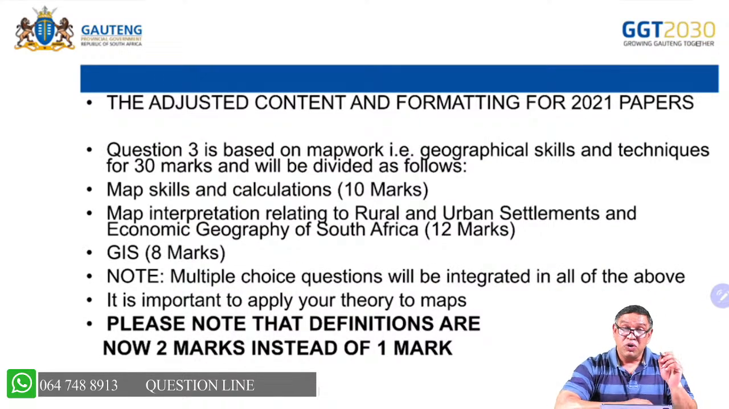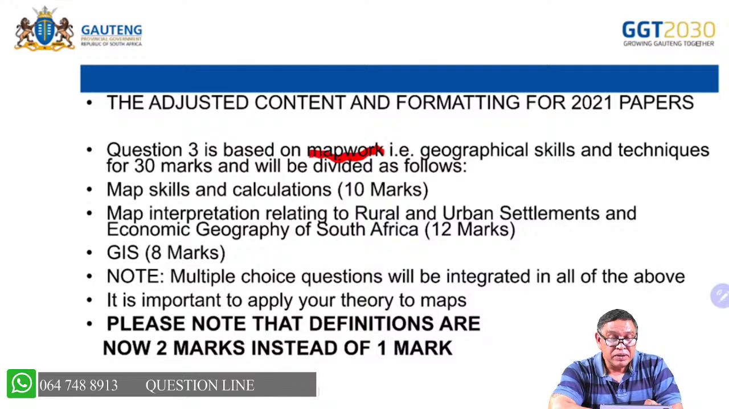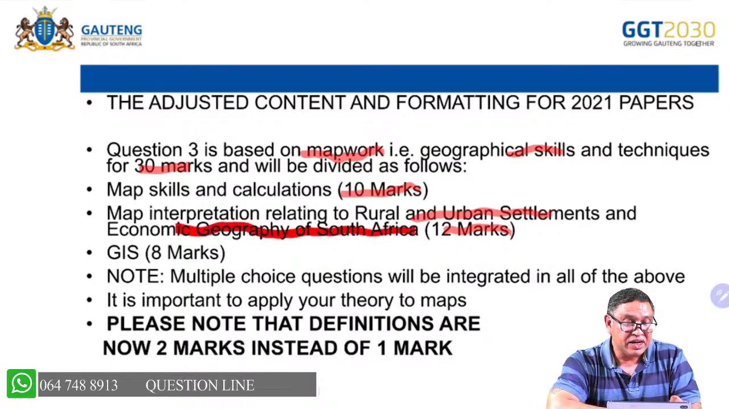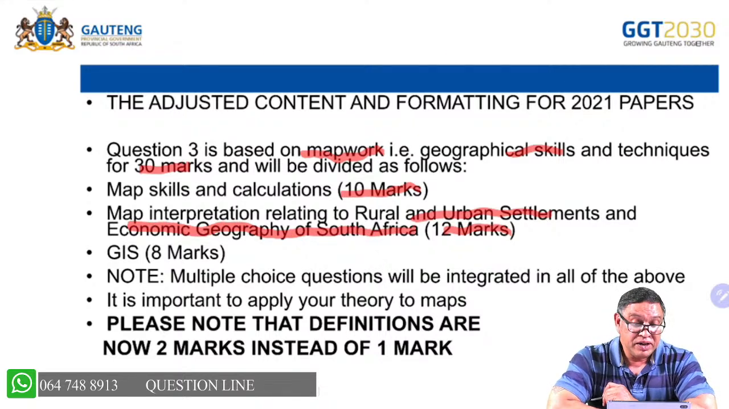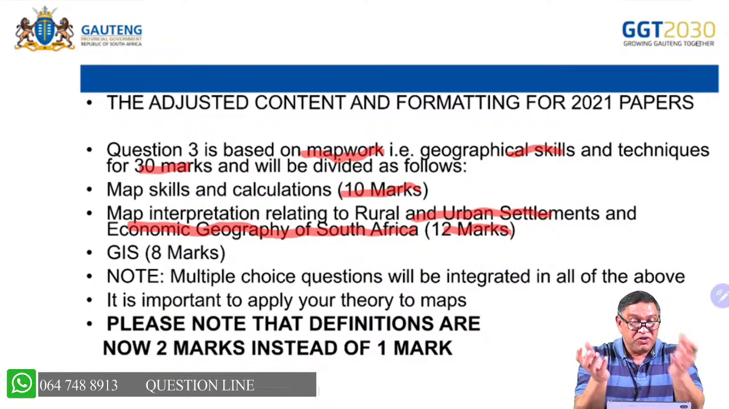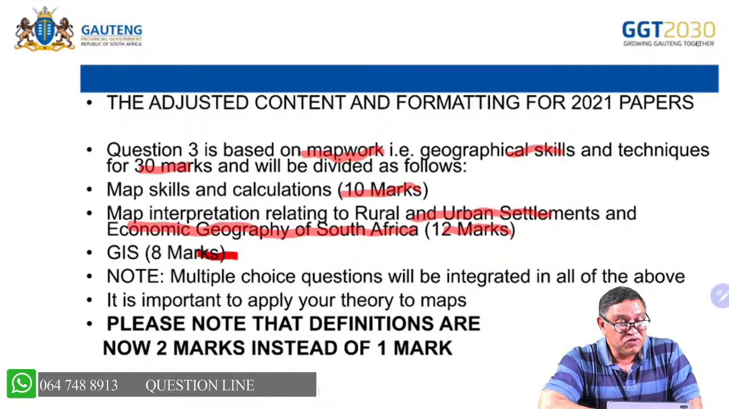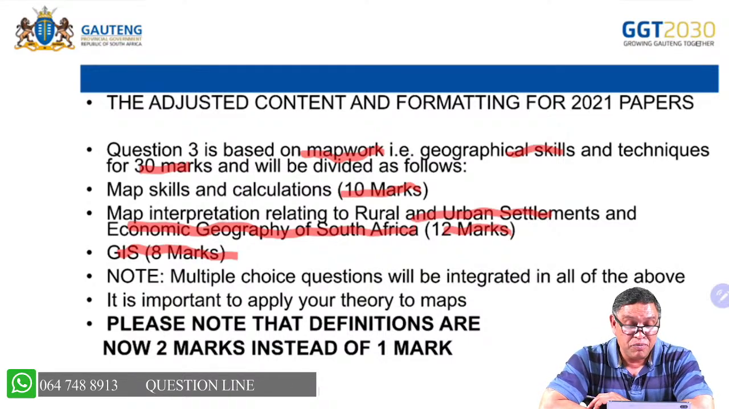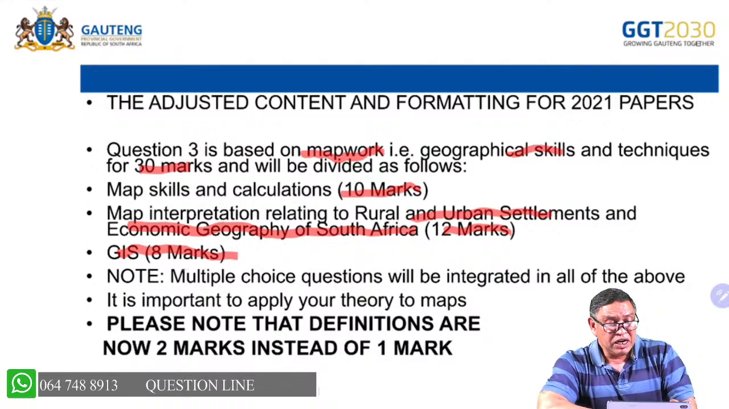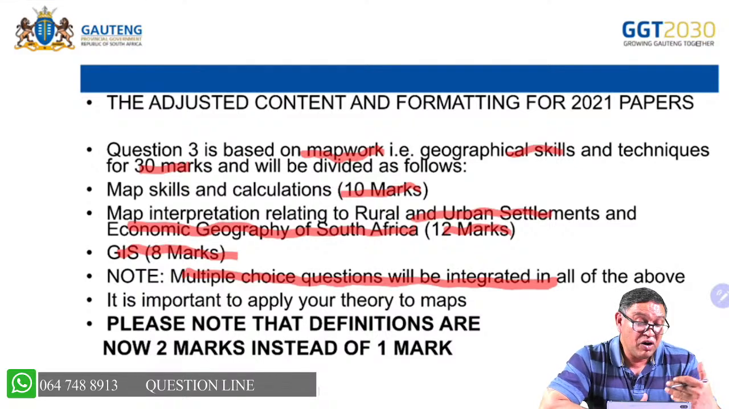Right. So the question 3 is map work, okay, geographical skills and techniques, and that will be 30 marks. 10 marks for calculation, all right? And then we say 12 marks for interpretation of rural and urban settlements and economic geography of South Africa, all right, where you have the integration of your theory to your map work. And then, of course, 8 marks for geographic information systems. Multiple choice and short questions like this can be integrated anywhere, all right, of the sections above.